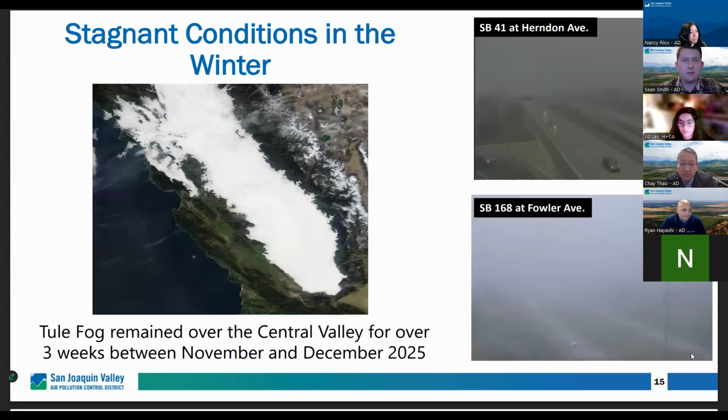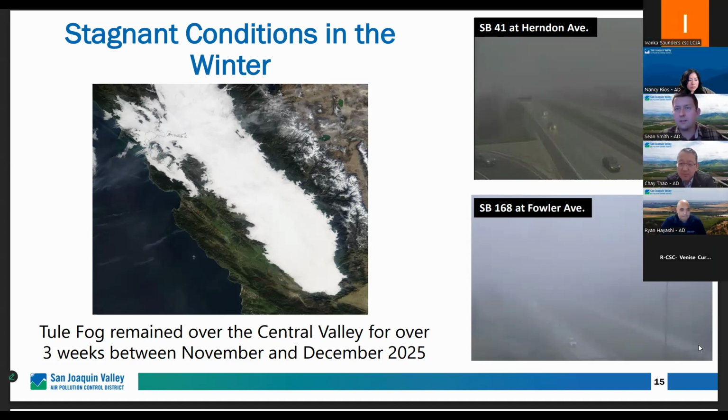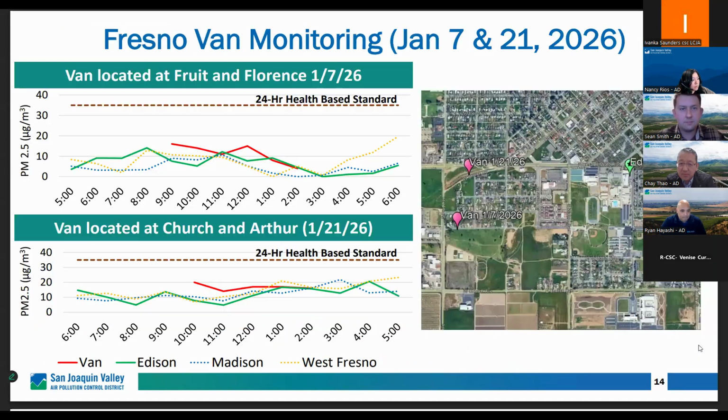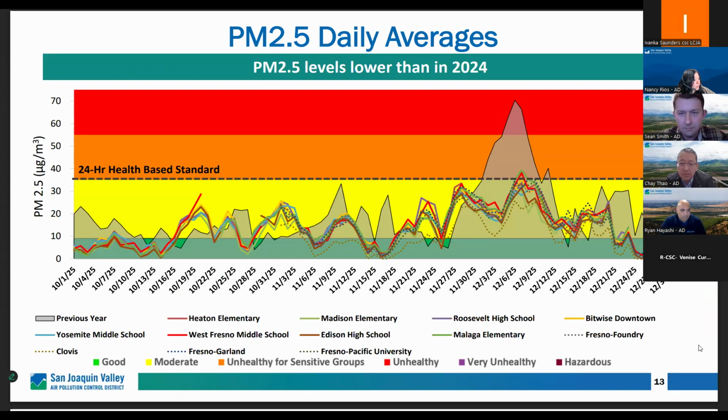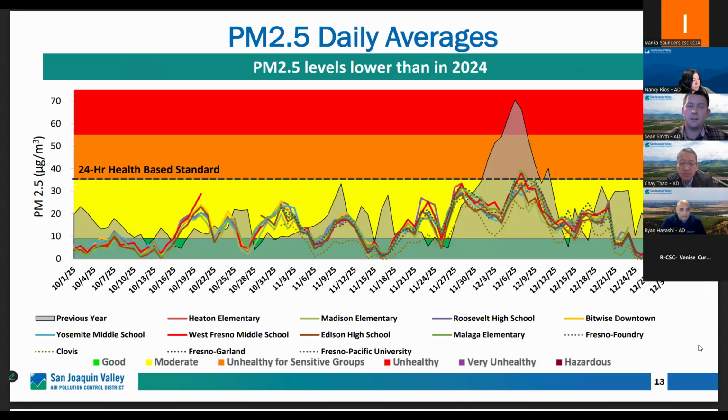Any other questions, comments, recommendations for the CAMP team? Yeah, thank you. I had one question. Did you say that in 2025, there were no days where it was unhealthy for sensitive populations? Zero. Sorry, that was a misspeak. What I meant to say is it's unhealthy for sensitive groups. There were 3 days. Yeah, thank you.